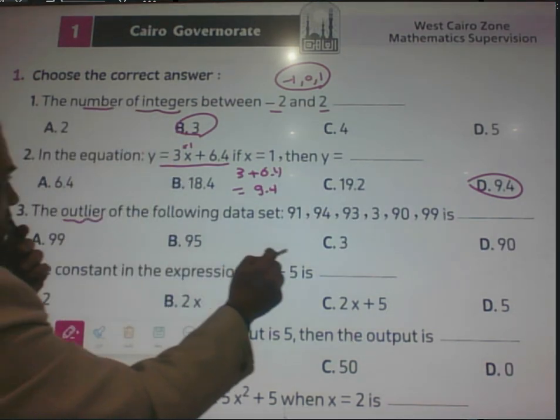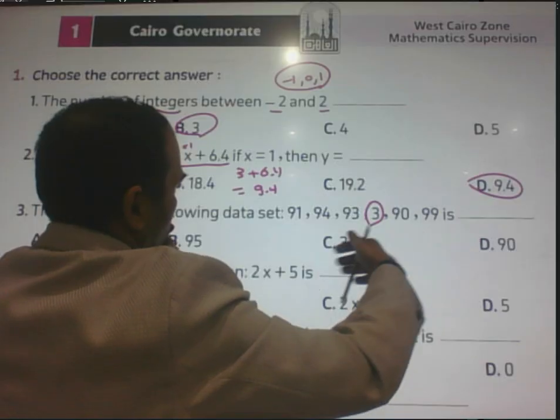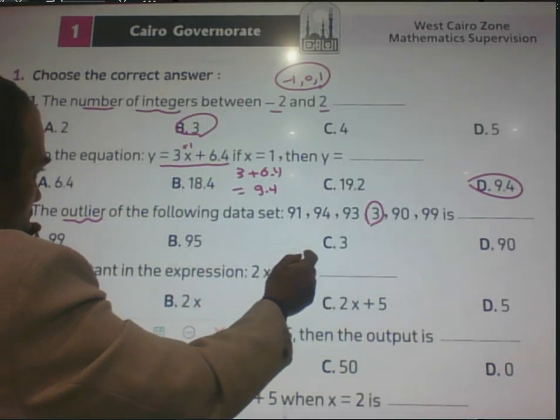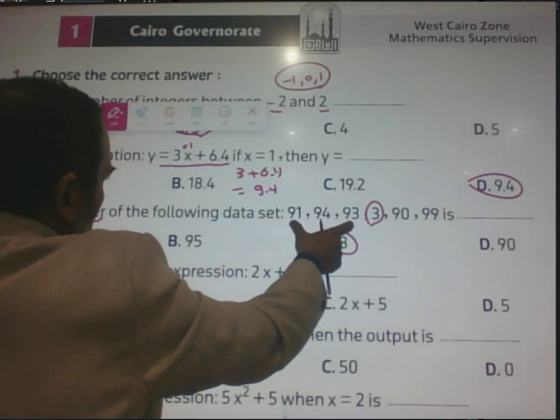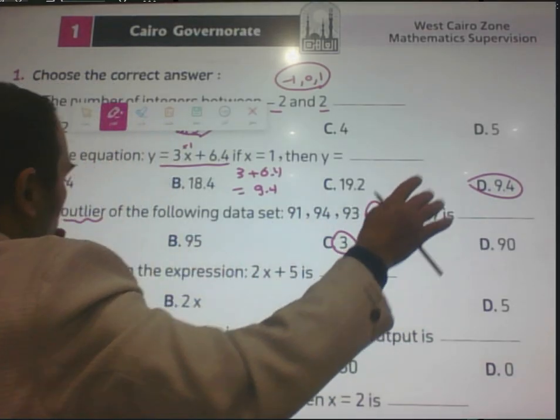Next question. The outlier in the following data, we have 3. The long distance between 3 and all the other numbers. Since 3 is far away, we call this the outlier value. Look here, 91, 94, they are nearest. But this number has a long distance.